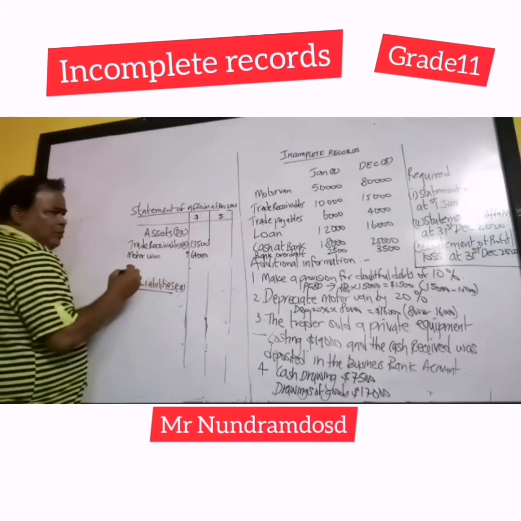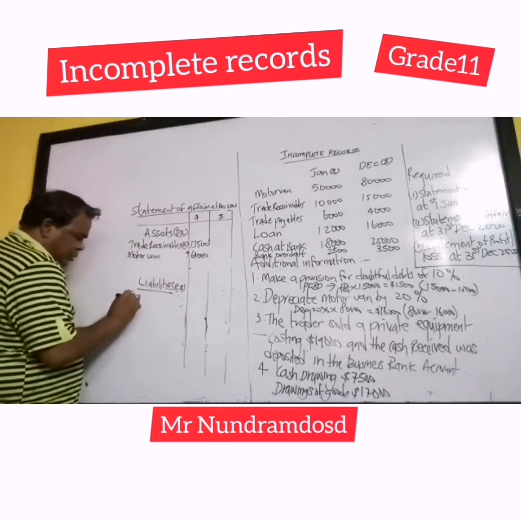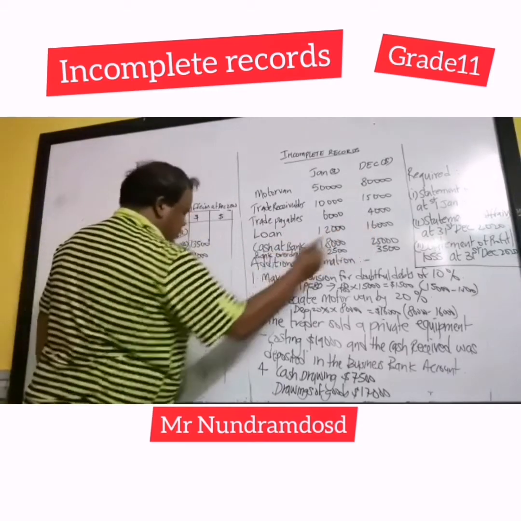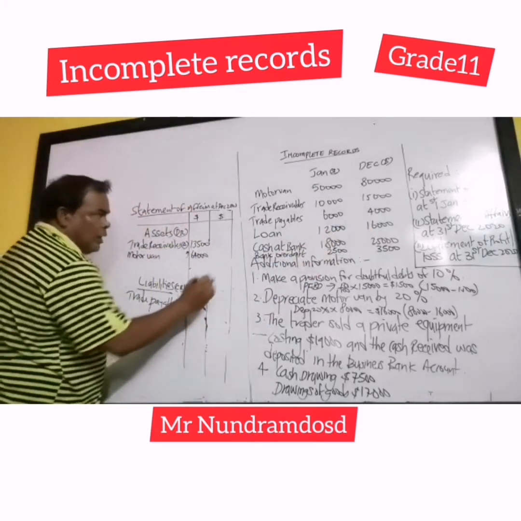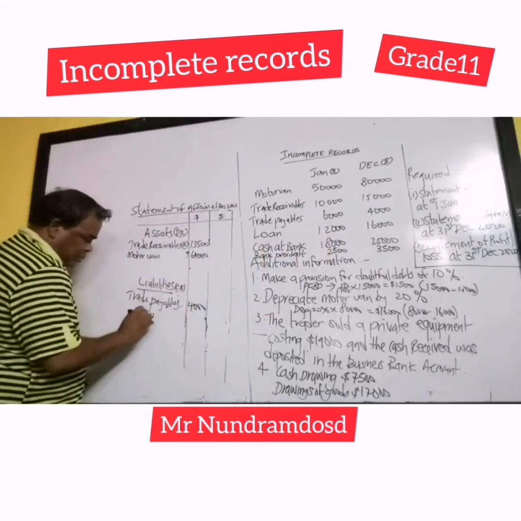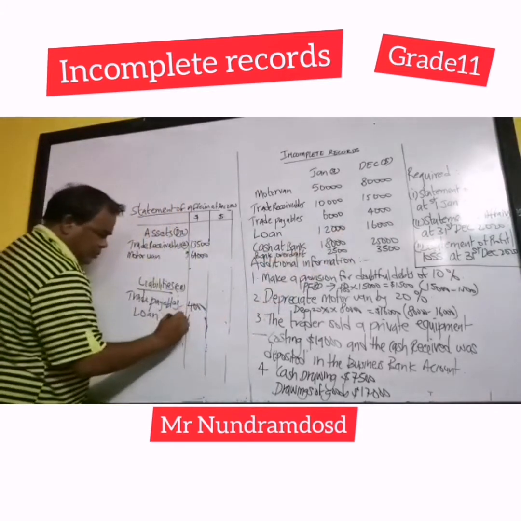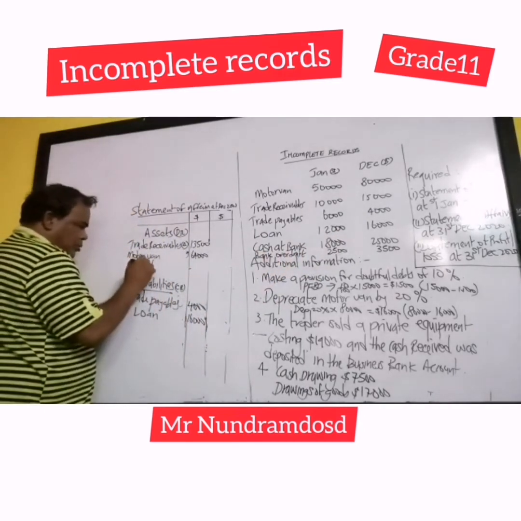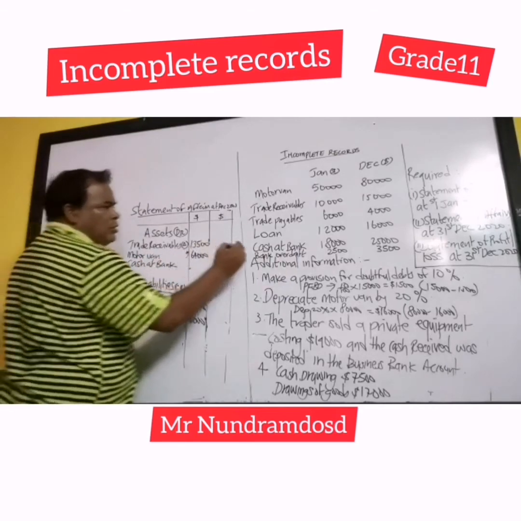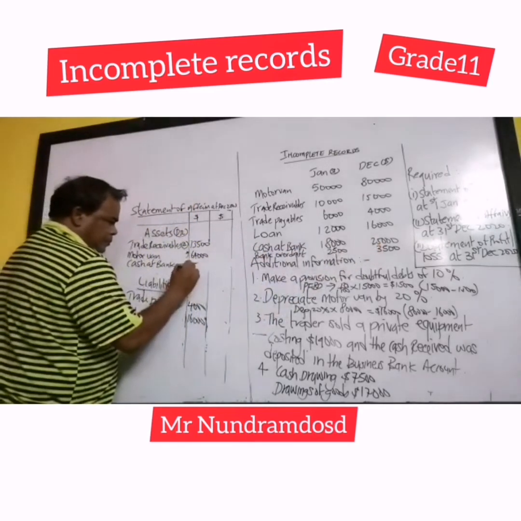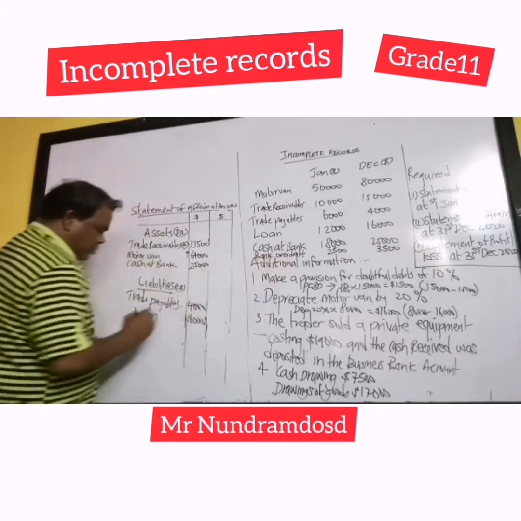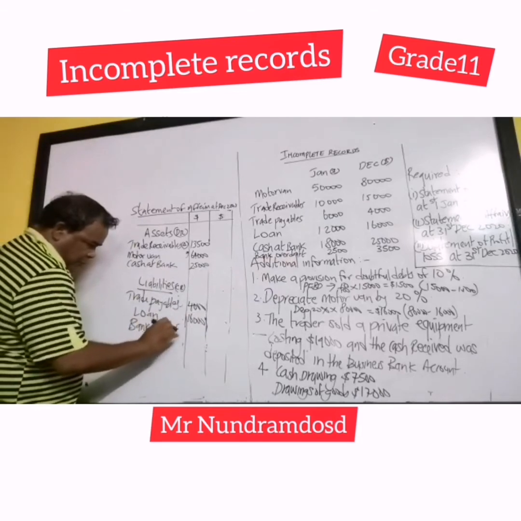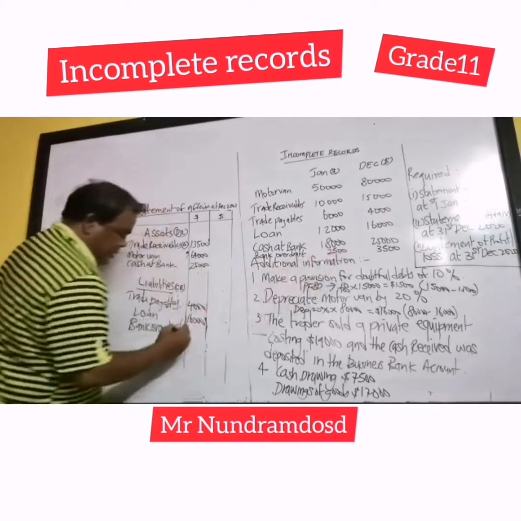Motor van, trade receivable. We have trade payable. Trade payable for December, how much? 4,000. And then we have loan for December, 6,000. And then we have cash at bank, December, 25,000. And then we have bank overdraft, December. Bank overdraft, how much? 3,500.